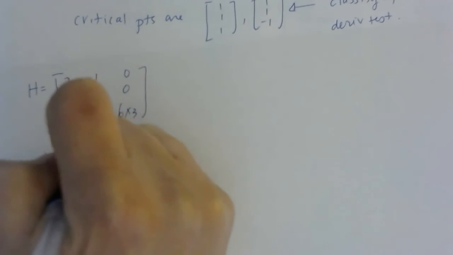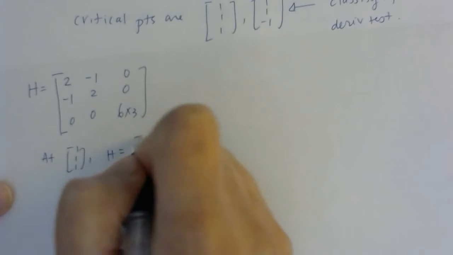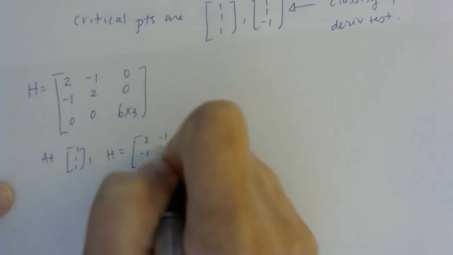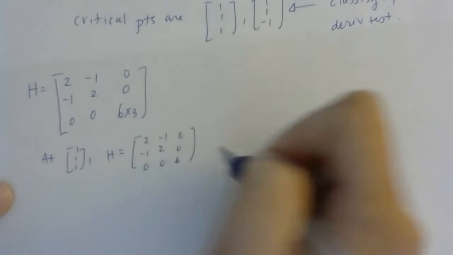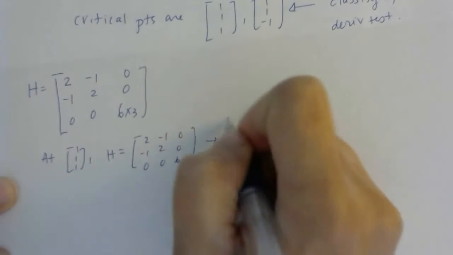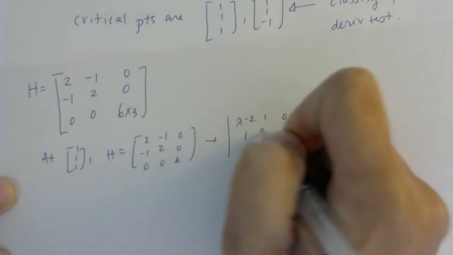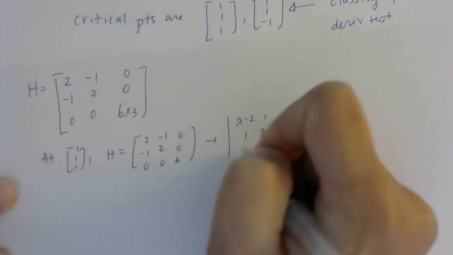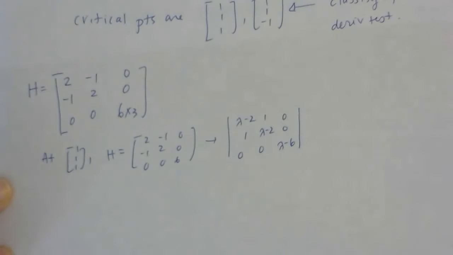At (1, 1, 1), H equals [2, -1, 0; -1, 2, 0; 0, 0, 6]. So what are the eigenvalues? I set the determinant of [lambda minus 2, 1, 0; 1, lambda minus 2, 0; 0, 0, lambda minus 6] equal to 0 to find the characteristic equation.